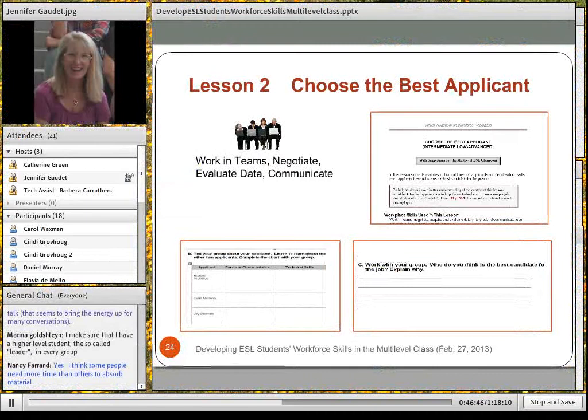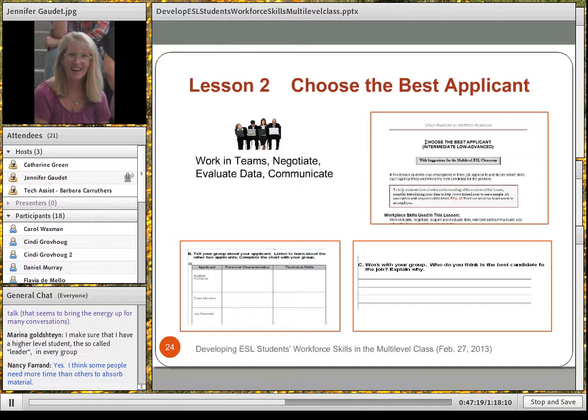All right, lesson 2. Choose the best applicant. Oh, they really like this one. This one, for once they get to consider three applicants, three candidates, and decide which one of them is best for a desk clerk job that they are offering. So here's the overview here, and here are the skills to work in teams, to negotiate, evaluate data, and communicate.